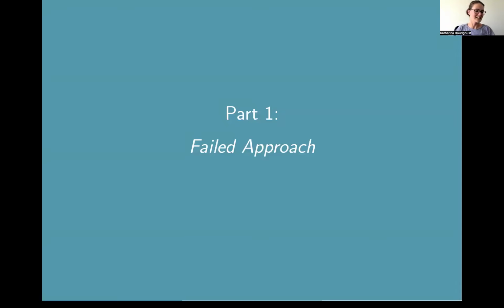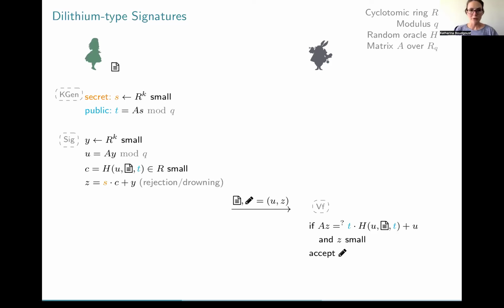Okay. So I will start with the failed approach. And for that, I will remind ourselves about the lithium type signatures. I'm assuming some familiarity, so I will be rather quick on it. So as public parameters, we have a cyclotomic ring, a modulus Q. We're working in the random oracle model, so we have access to a random oracle H. And I will assume now that every signing party uses the same matrix A, which will be assumed to be random.